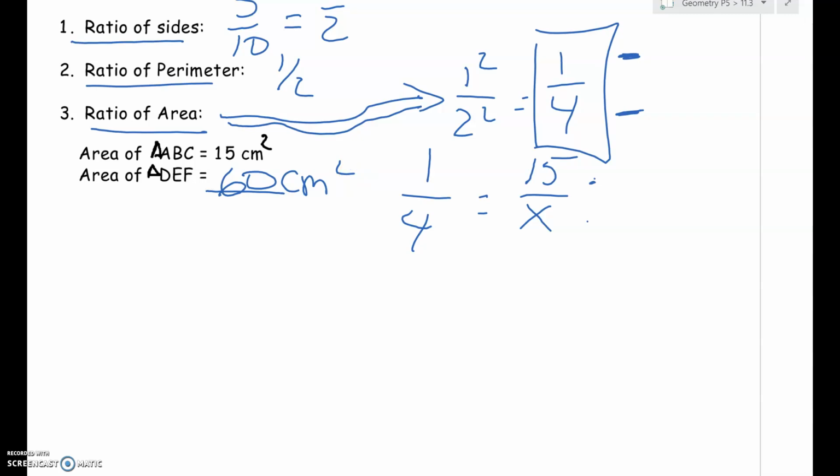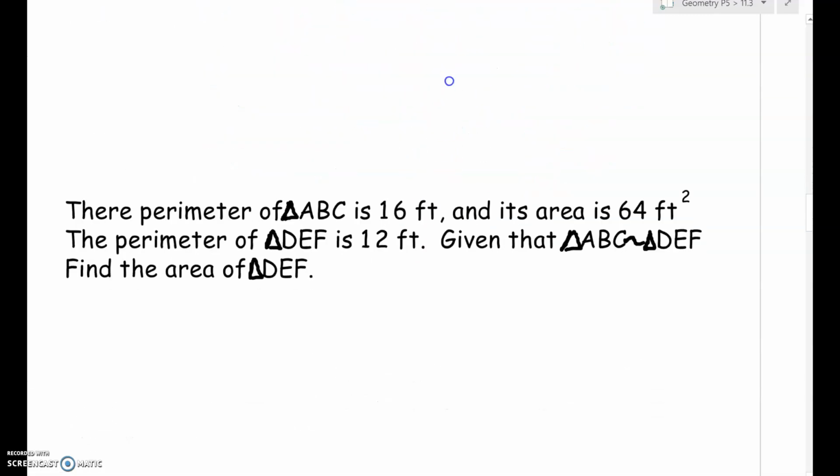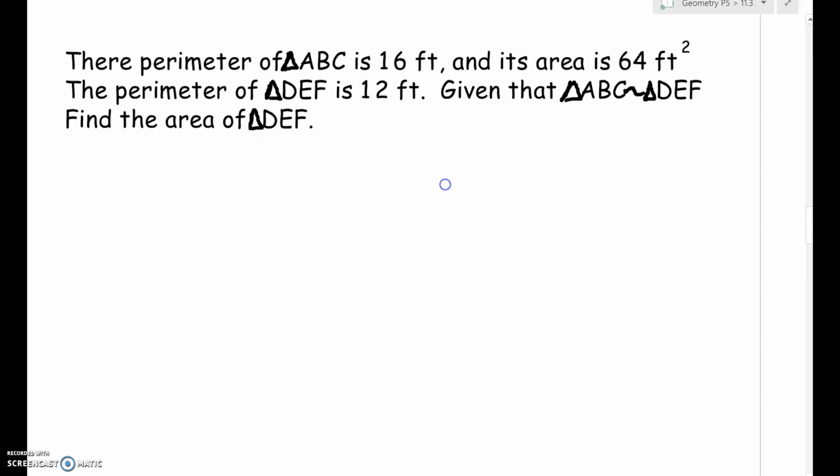Okay, so it's all about coming up with this area ratio and then setting up a proportion. All right, so let's look at the next example here.